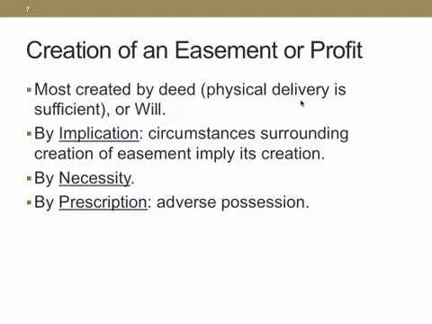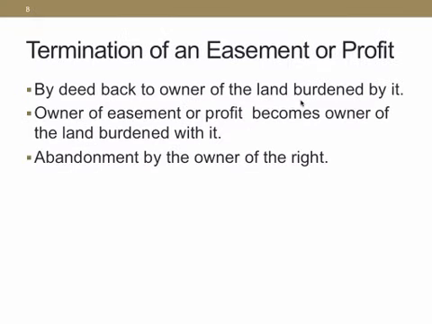Easements can be created in a deed or will, by implication, or implied, by necessity. That's the example of a property that's landlocked and you need to get to the main road, so it's created by necessity, or adverse possession. Somebody continuously uses it. This might be like a path or beach. Easements can be terminated by deeding the property back to the original owner of the land, or abandoning it, as an example.